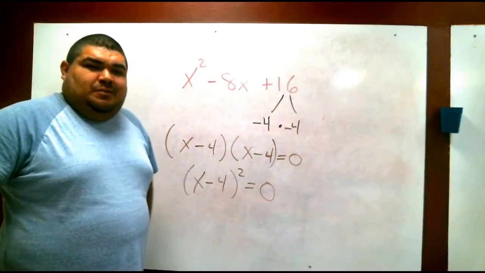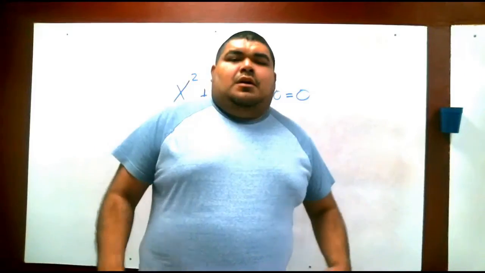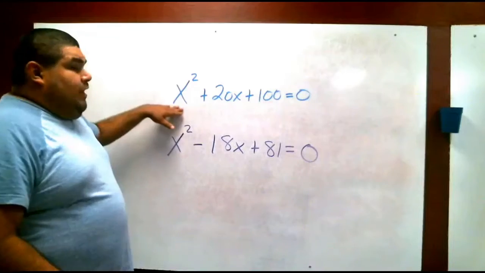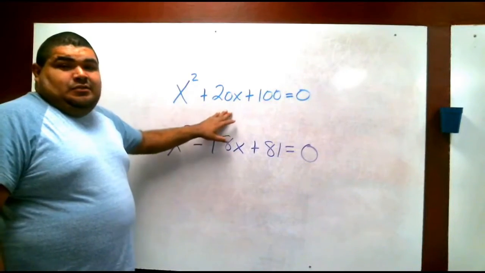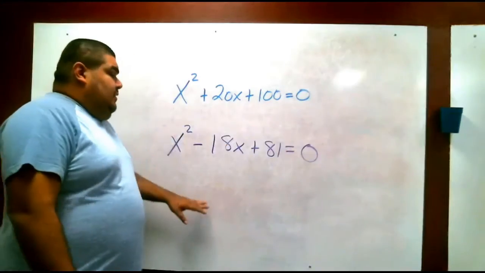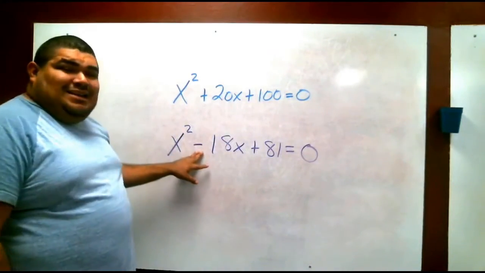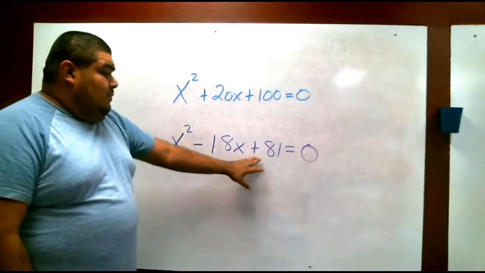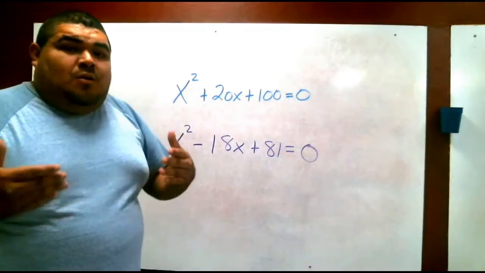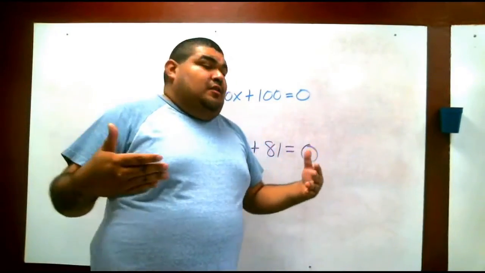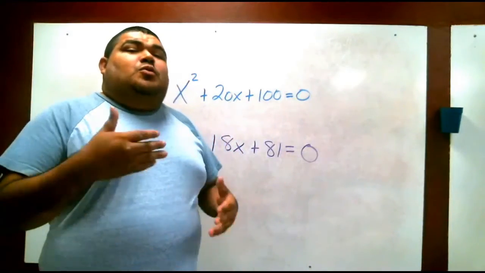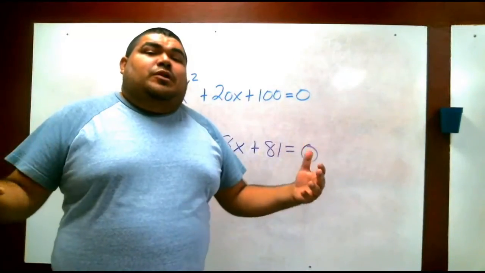So get ready for your assignment. All right, guys. The problems you are going to work on today are x squared plus 20x plus 100 equals 0, okay? And then x squared minus 18x plus 81 equals 0, okay? Remember, all we're doing is trying to find the number that c can be broken down to that is the same number twice, okay? In order to write it in square form.